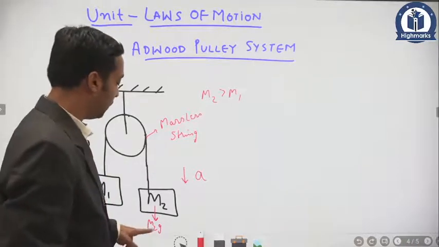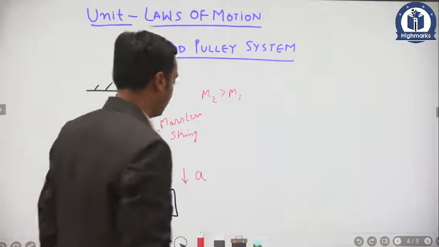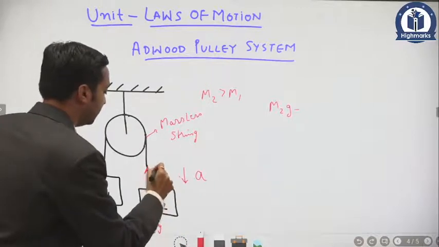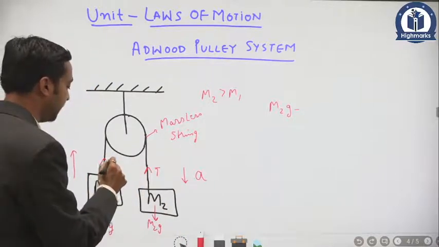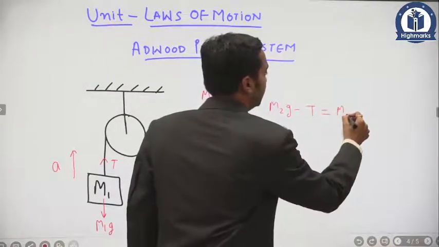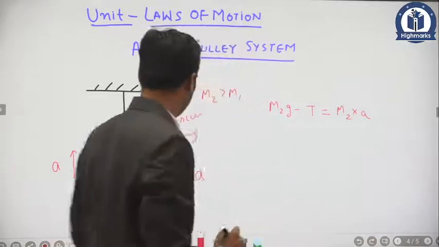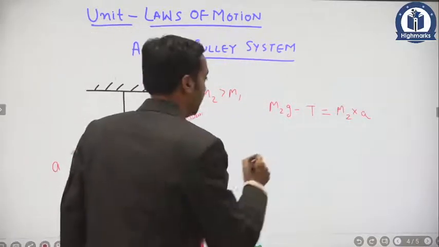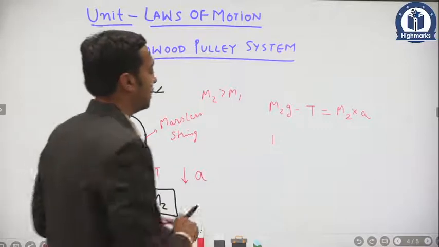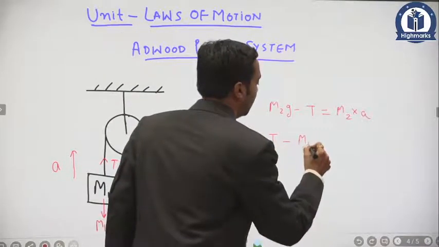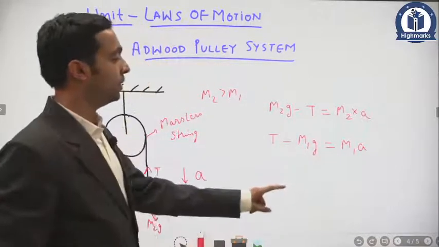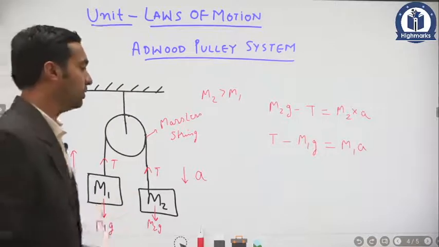So apply Newton's law of motion for this mass M2. So we will get here M2g minus T. This is the value of tension here, and since the string is same, again the value of tension is T here. So M2g minus T is equals to M2 into A, right? And for this mass, since this mass is moving upward, the equation is T minus M1g is equals to M1 into A. So we have the two equations, and we have to find the acceleration of this system.